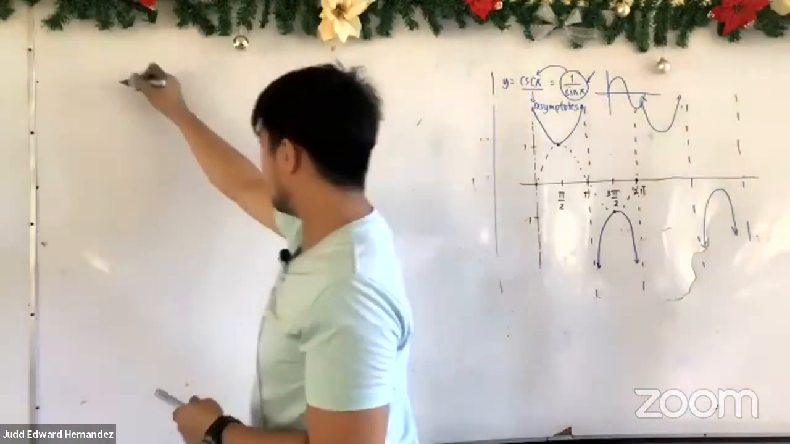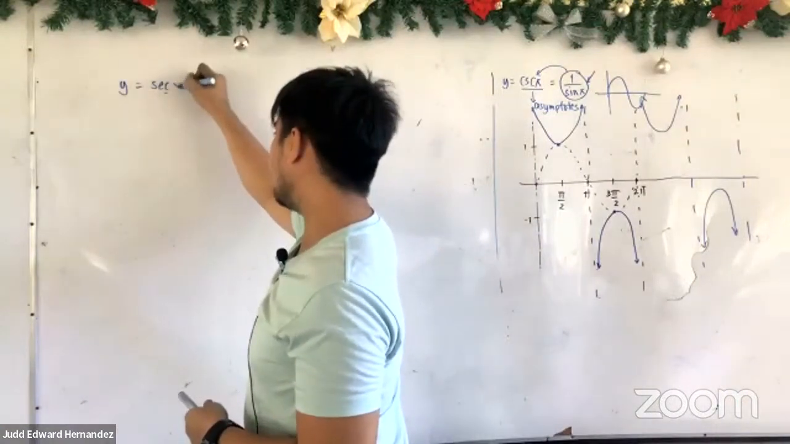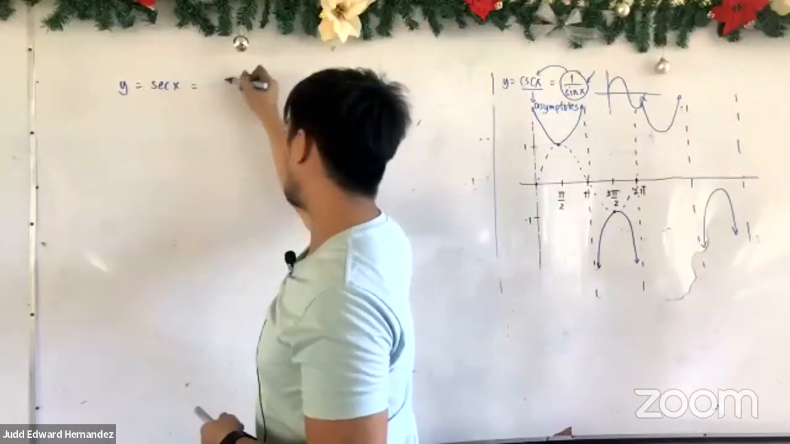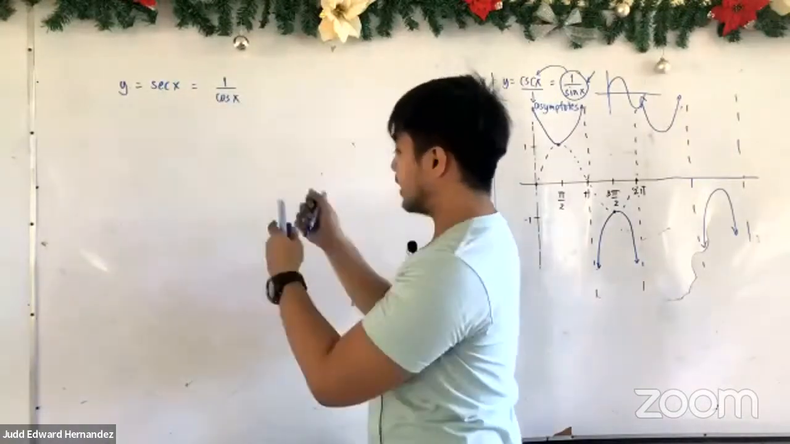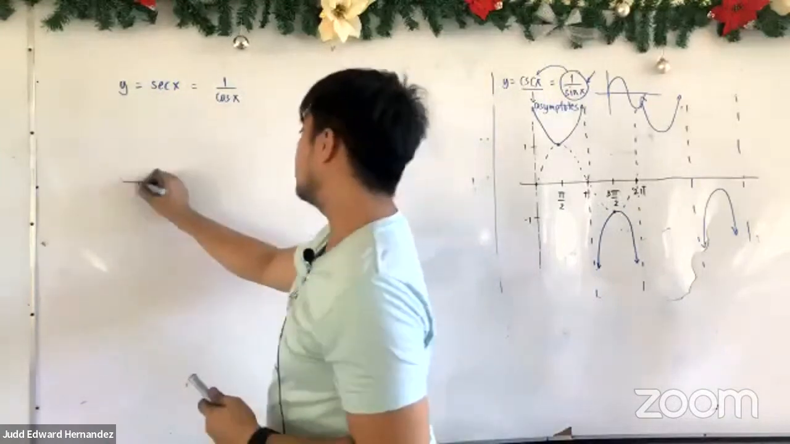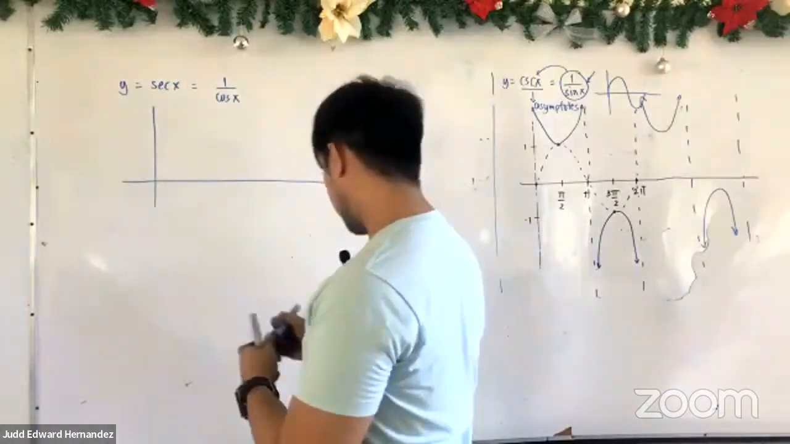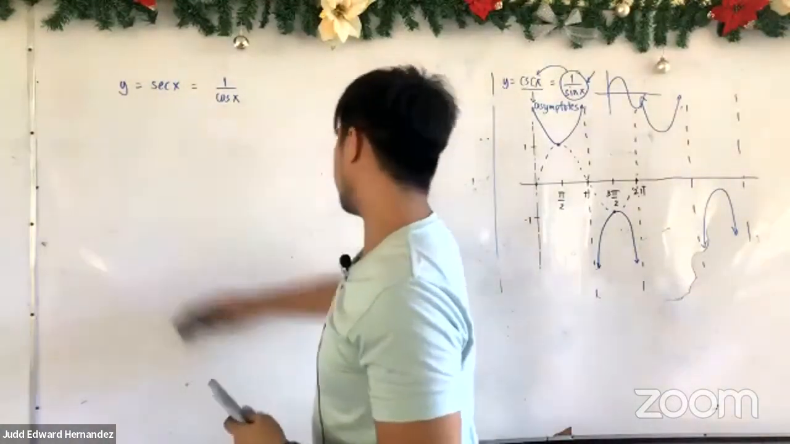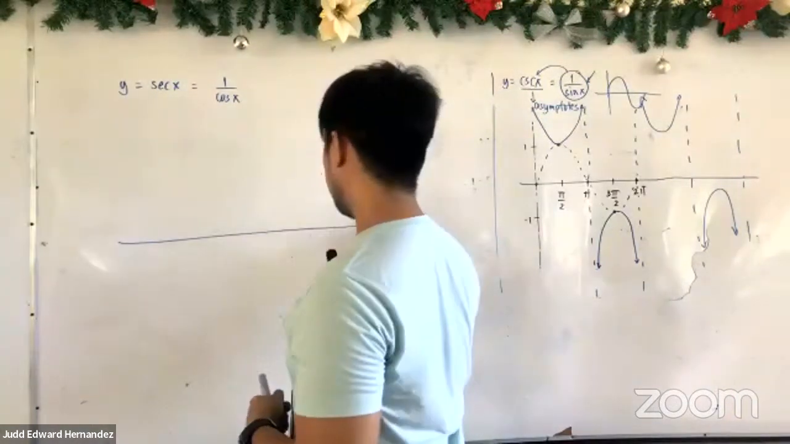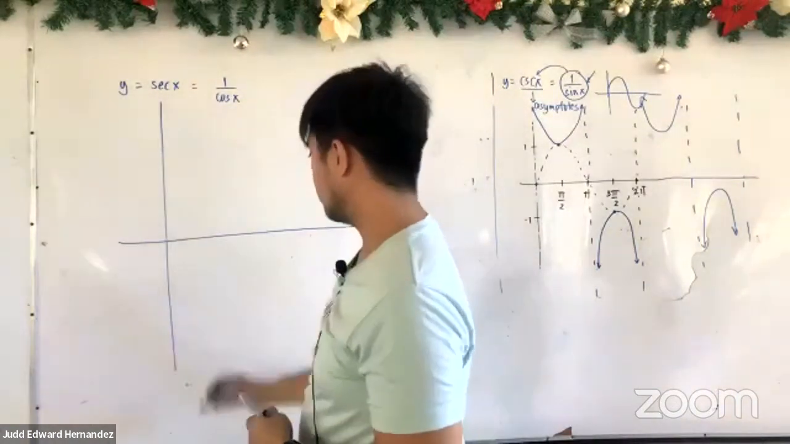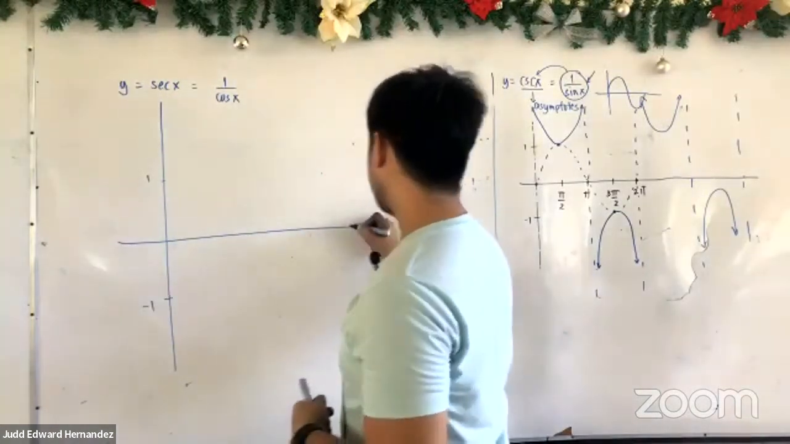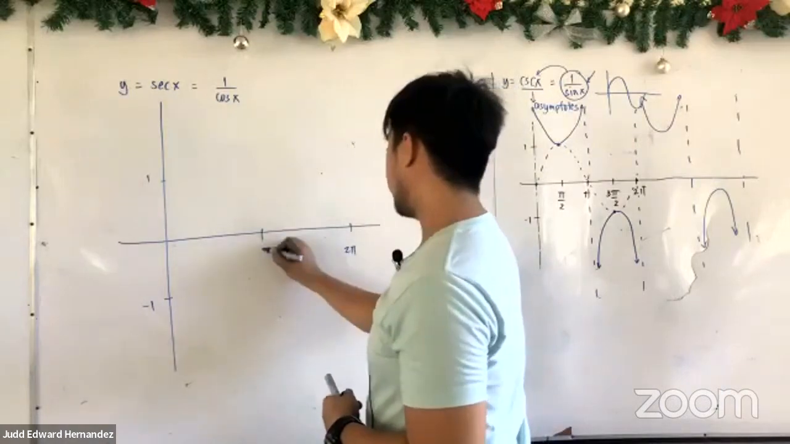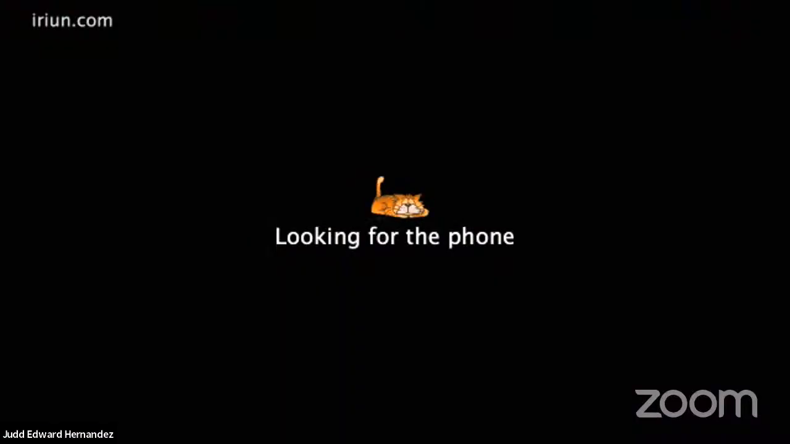So, we know that y is equal to secant x. Pag sinabi natin secant x is 1 over cosine x. Therefore, magdedepend na naman tayo sa graph ni cosine x na na-discuss natin kanina. So, same lang tayo. Medyo lalakihan ko ng konti para mas kitang-kita nyo yung graph. This is 1. This is negative 1. This is 2 pi. This is pi. This is pi over 2. And this is 3 pi over 2.